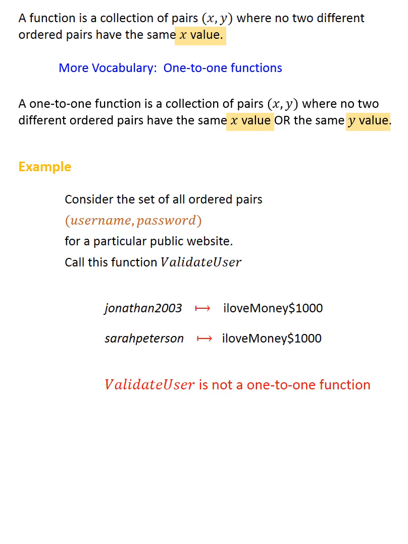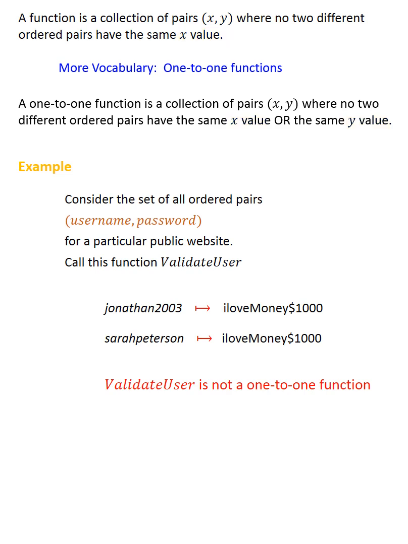And if you look up at the top of your screen for the definition of a one-to-one function, it's a collection of pairs where no two pairs ever have the same x or y value. But if, in fact, two people have the same password, then that represents two different pairs in this function that have the same y value. And since that can't happen in a one-to-one function, this function is not one-to-one.